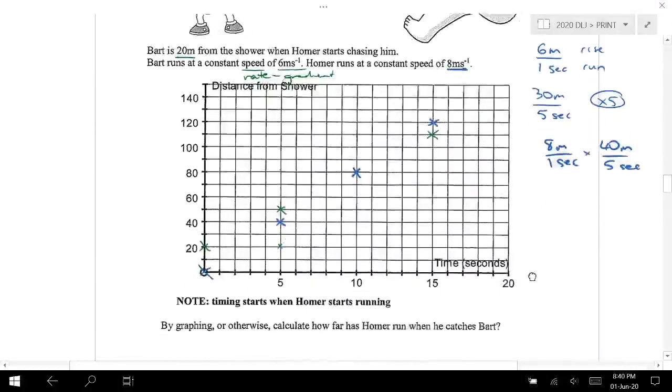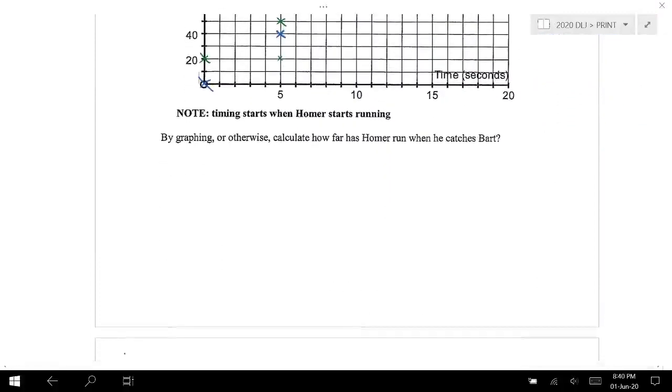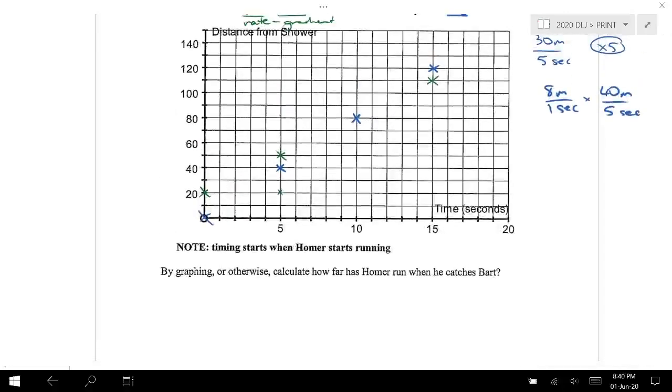Alright. Calculate how far Homer has run when he catches Bart. Well, off the graph we can see that they both cross at that point, 80 meters. And that's after 10 seconds.